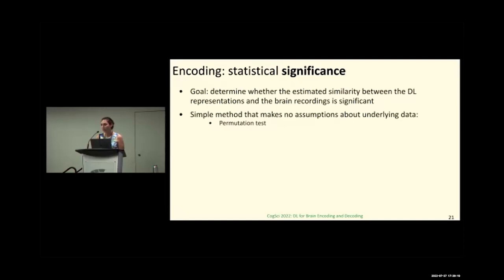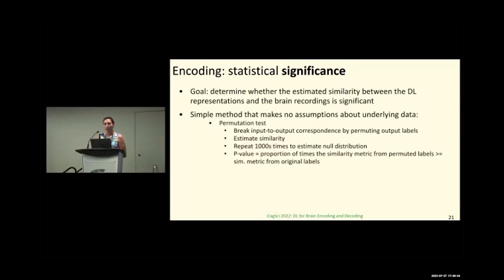So I think many of you are familiar here, but I will just go through that very quickly. So this permutation test aims to break the input to output correspondence by permuting the output labels. So basically the whole idea here is that we're going to estimate the original similarity, then we're going to permute the output labels and estimate the similarity again and do this thousands of times. And then we're going to see what proportion of times in these permuted labels we get an equal or greater similarity than the original unpermuted metric. And so this proportion can actually give us the p-value. And this is helpful to tell us whether this original unpermuted similarity measure is significant, or if there's a lot of permuted versions of this data that give us better correlation values, that means that likely we can obtain the similarity measure that we originally obtained by chance.